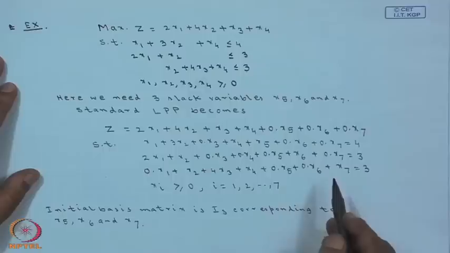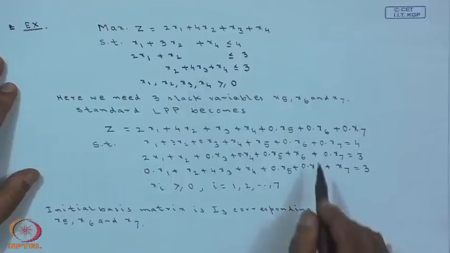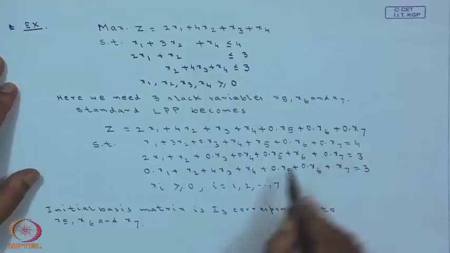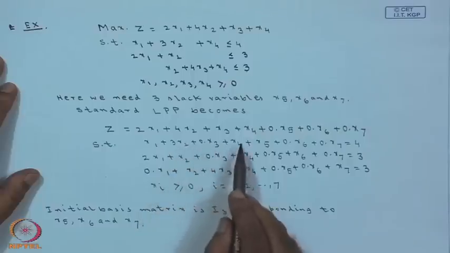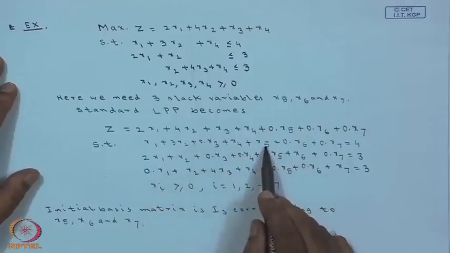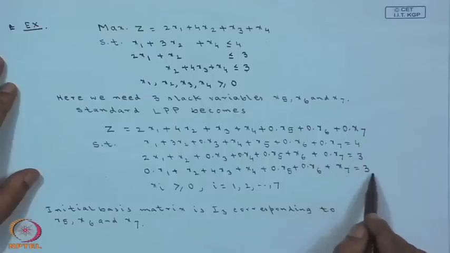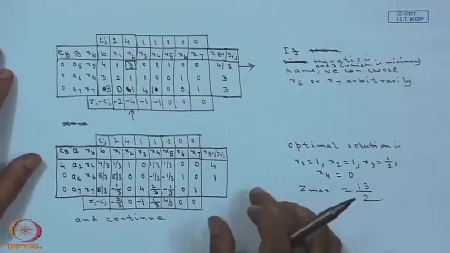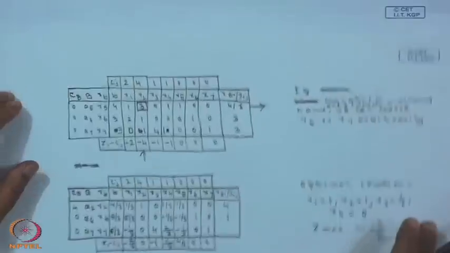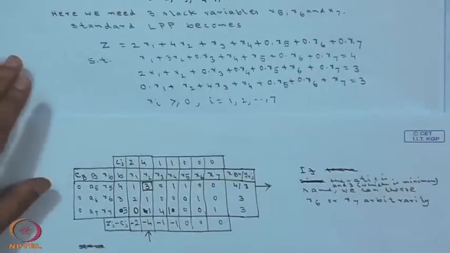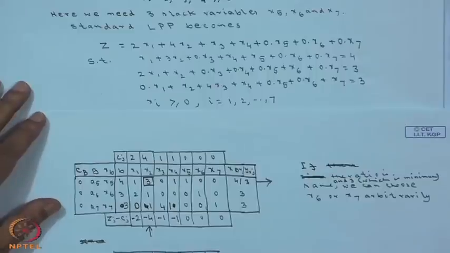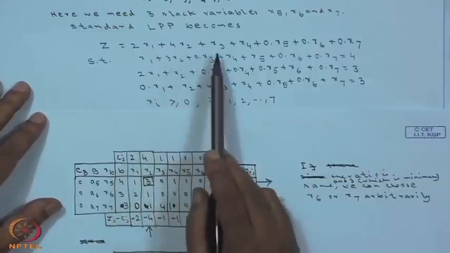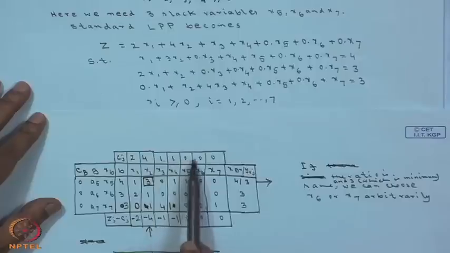So, here the initial basic matrix corresponding to this is I 3, that is this portion, because I will make the decision variables x 1, x 2, x 3, x 4 equal to 0. In that case, you will have only x 5 equals 4, x 6 equals 3 and x 7 equals 3. So, the basic variables will be x 5, x 6 and x 7. Using the same procedure we have done earlier, I can formulate the corresponding tables. The first table I am showing here, for your convenience, so that it will be easy. Coefficients of Cj are 2, 4, 1, 1, then 0, 0, 0.